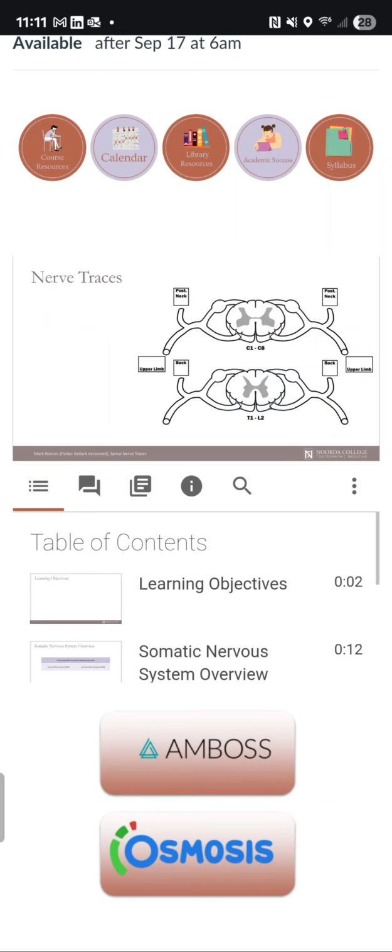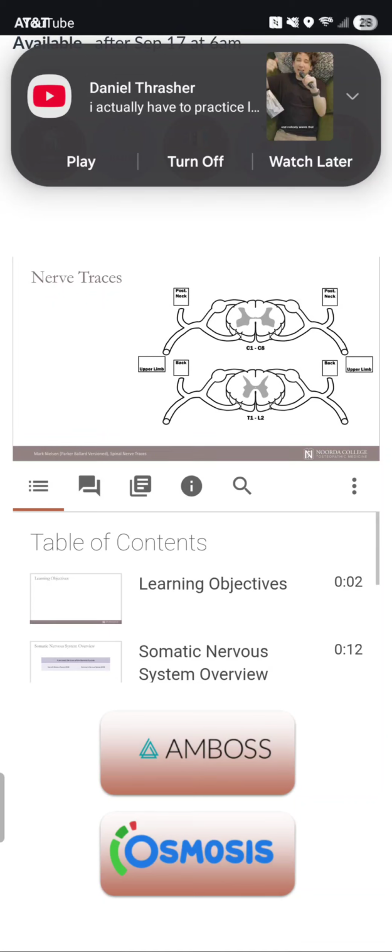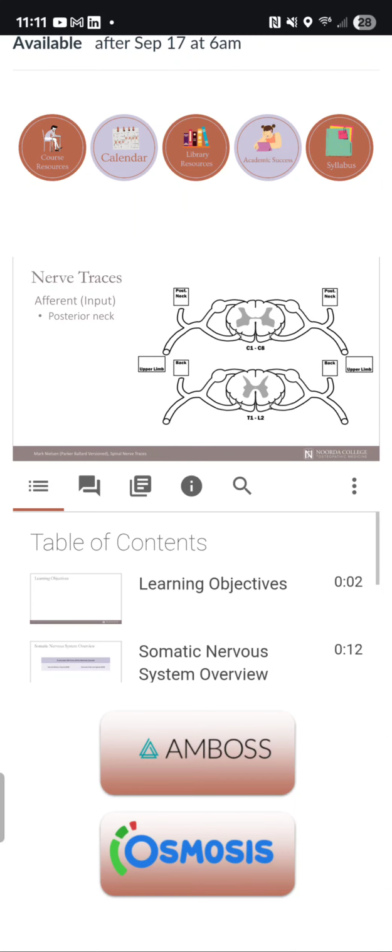So to do this, we're going to use this image here. You can see we have a spinal cord segment kind of representing the C1 to C8 region, and then as well another one representing T1 to L2. And then we also have these target boxes representing areas of the body where these nerve fibers can be going. So in our scenario, we have this general sensory afferent input from the posterior neck, and then we have this somatic motor efferent output to the right upper limb.